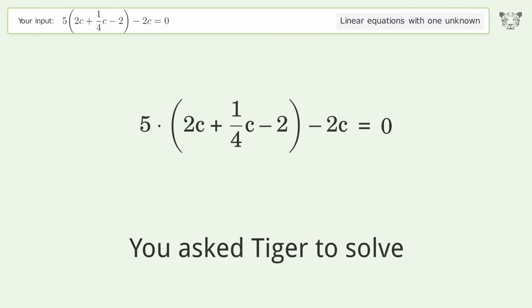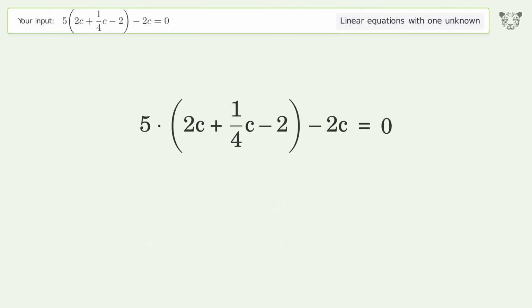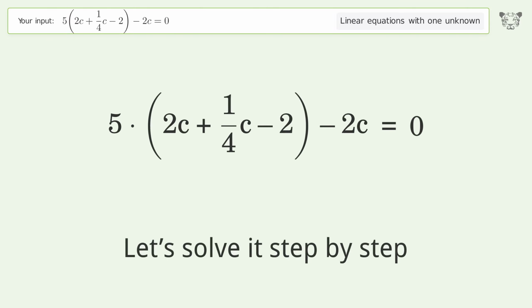You ask Tiger to solve. This deals with linear equations with one unknown. The final result is c equals 40/37. Let's solve it step by step.